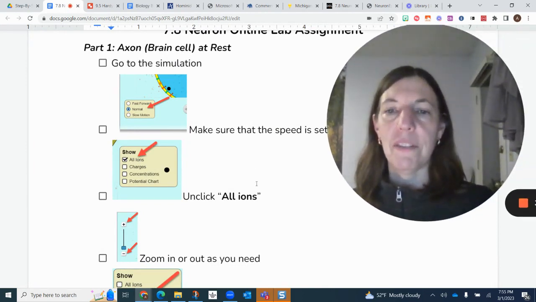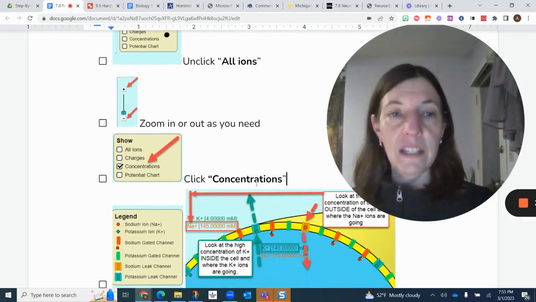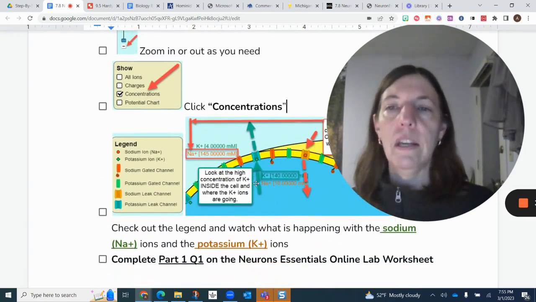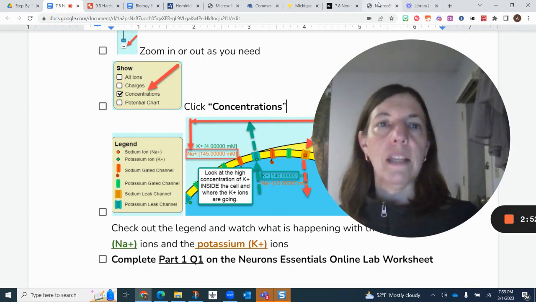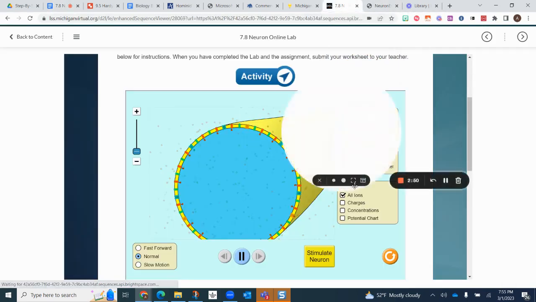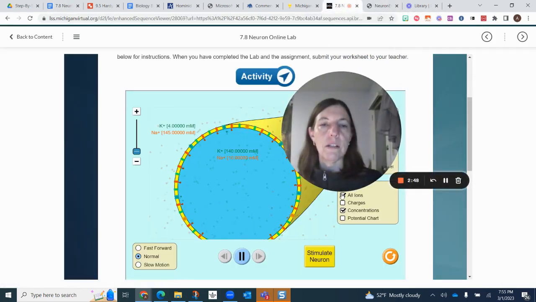There we go. I'm off the page. We're going to zoom in so you can really see what's going on. And you're also going to hit concentration so you can see the concentration of the potassium and sodium inside the cell of that axon and outside the cell. Okay. And we're going to go back to the activity and just do that very quickly. Okay. So hit concentrations, hit all ions, click that on.